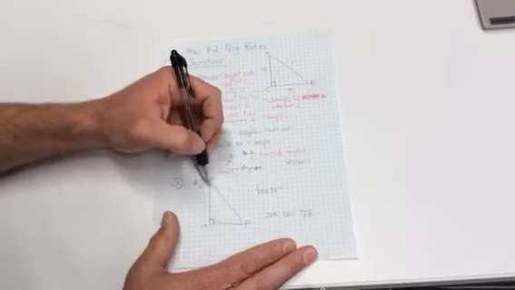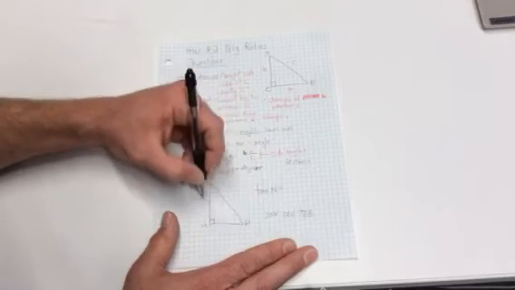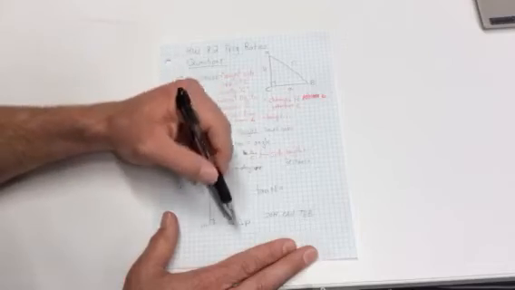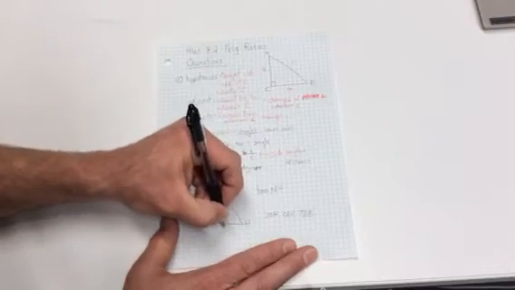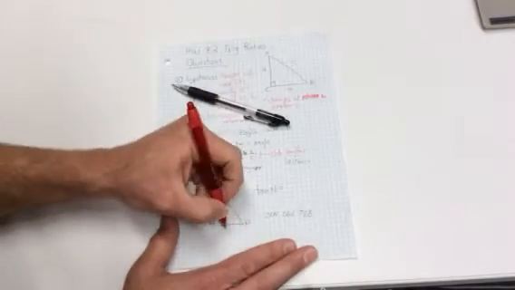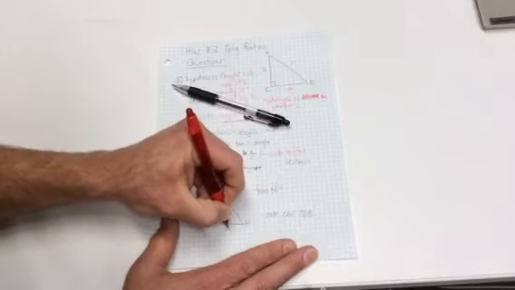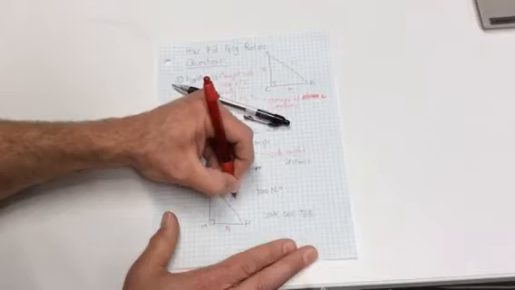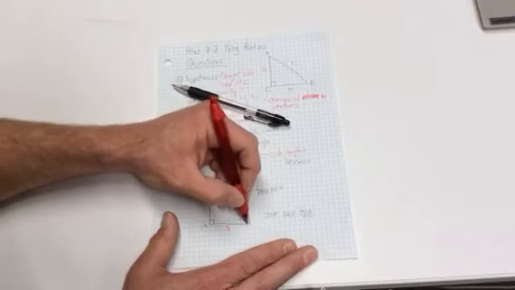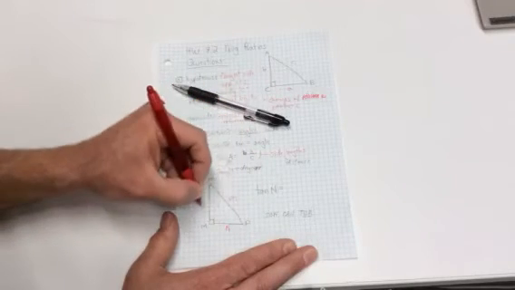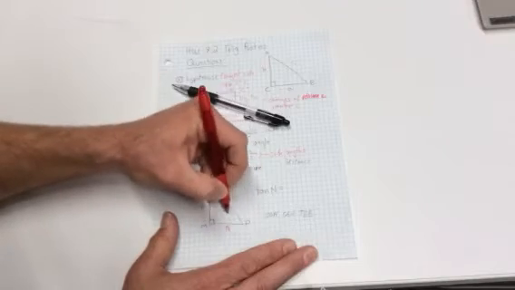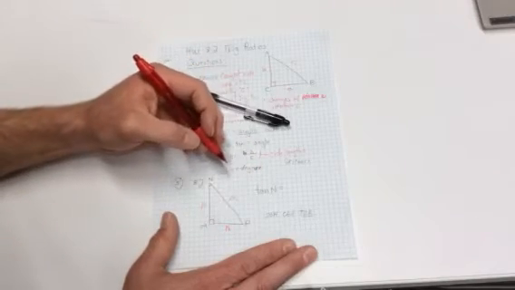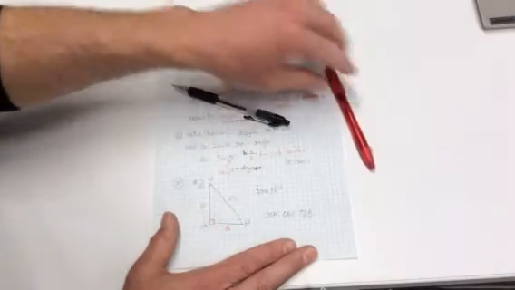TOA, opposite. So from N, this would go on top and this would go on bottom. They haven't given us letters, so let's switch colors. This would be side N because it's across from angle N. This would be side M because it's across from angle M. And this would be side P because it's across from angle P. That's usually the easiest way, I believe, to name sides of a triangle.